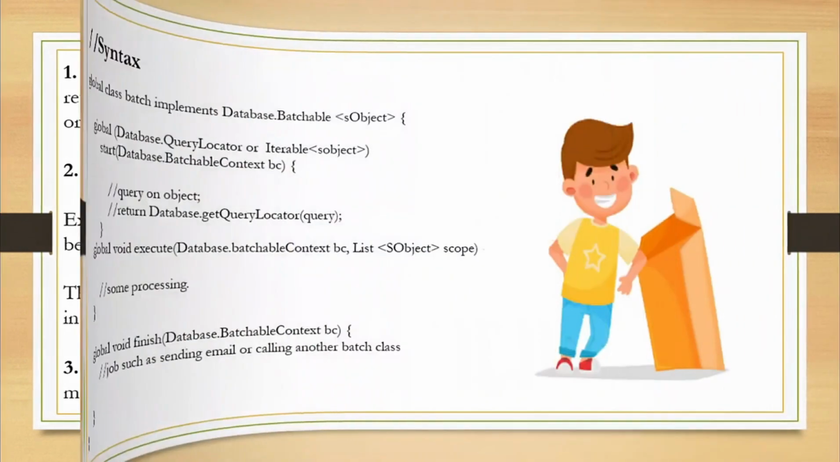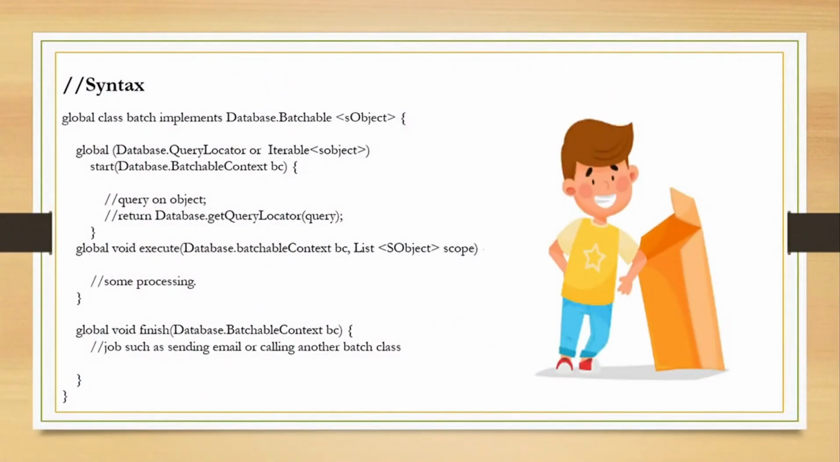Syntax: what is the syntax of batch Apex? It is a global class Batch implements Database.Batchable of SObject. There is a global Database.QueryLocator or Iterable start method. The start method takes a Database.BatchableContext, runs a query on an object and returns the Database.QueryLocator, followed by a global void execute and a global void finish.